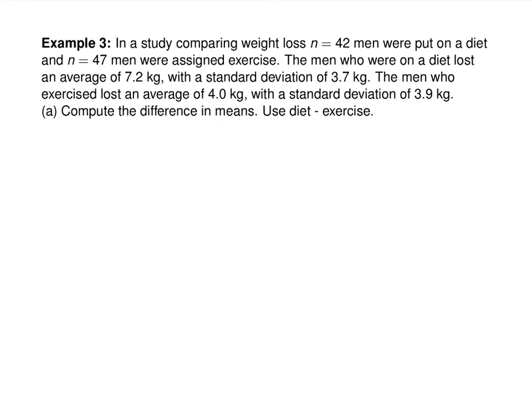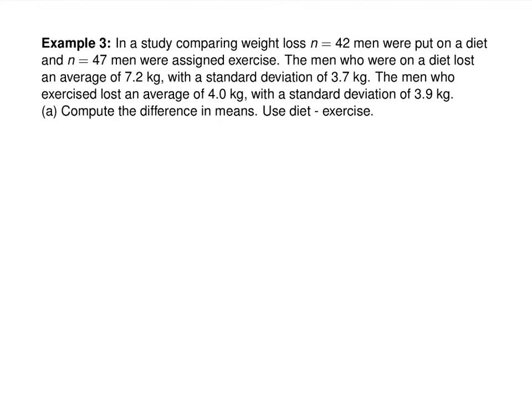So here we're going to find a confidence interval for a study that's comparing weight loss between diets and exercise. So we have 42 men who are put on a diet, and 47 were assigned exercise. The men who were on the diet lost an average of 7.2 kilograms. That's actually a fair amount of weight. Multiply it by 2.2 to get how many pounds. And a standard deviation of 3.7 kilograms. The men who exercised lost an average of 4.0 kilograms with a standard deviation of 3.9.